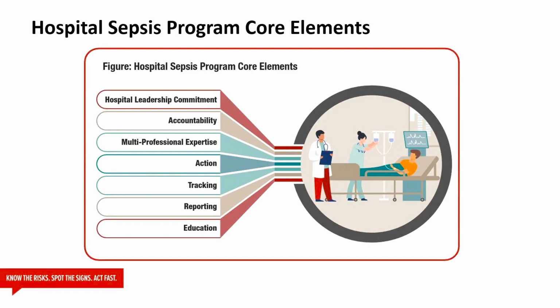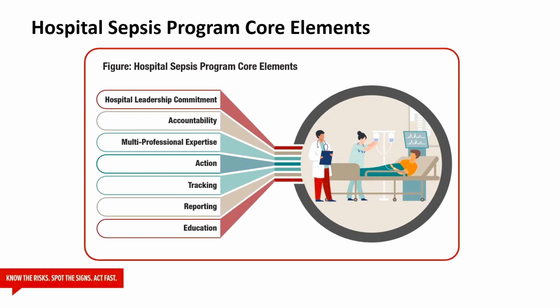The first is hospital leadership commitment, and this really focuses on the importance of having engagement from high-level hospital leadership and having hospital leadership recognize and announce to the entire hospital or system that sepsis is an institutional priority. The second core element is accountability, and this has 2 pieces to it. The first is identifying a single leader or 2 co-leaders who are responsible for overseeing the hospital sepsis program.